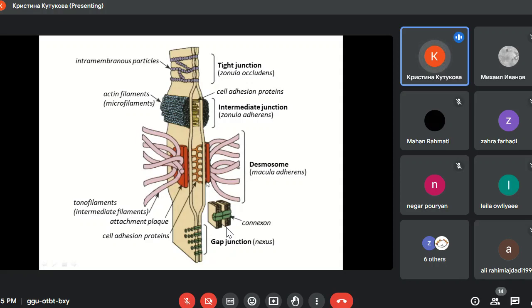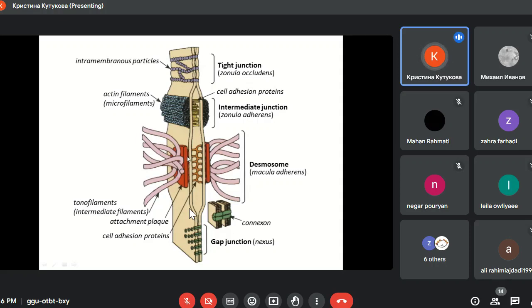And desmosome also has these three components: attachment plaque, elements of the cytoskeleton, but not microfilaments, intermediate filaments this time, and cell adhesion proteins. Attachment plaque is the structure composed of some specific proteins, and it serves to attach cell adhesion proteins to intermediate filaments here, or to microfilaments in the case of the intermediate junction. And cell adhesion proteins are transmembrane proteins.